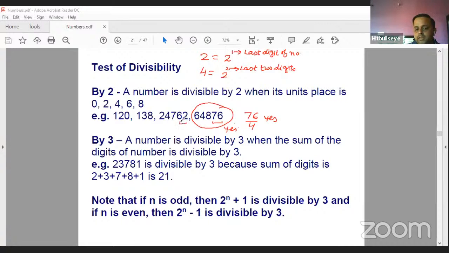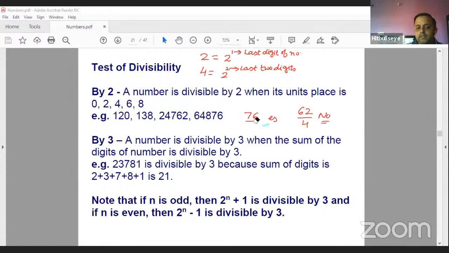Now, check the next number. The last two digits are 62. And we know that 62 is not a multiple of 4. 62 is not divisible by 4. Now, since 62 is not divisible by 4, this whole number cannot be divisible by 4. Okay, so for the divisibility of 4, we just check the last two digits. Either they should be divisible by 4 or the last two digits should be 0 only.